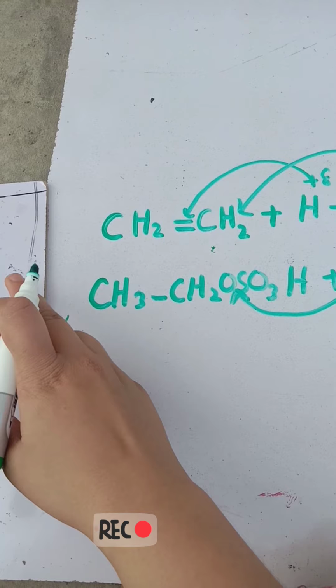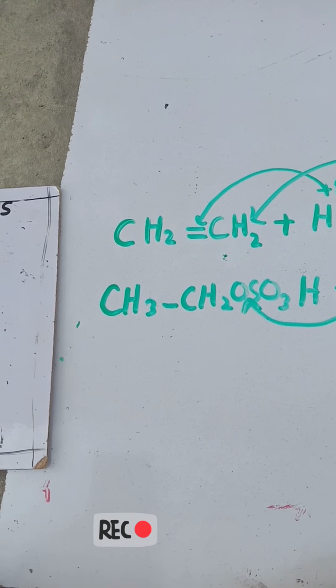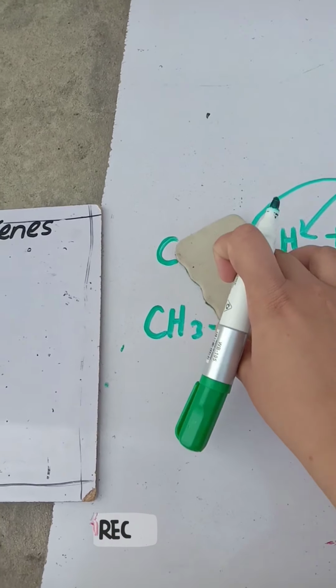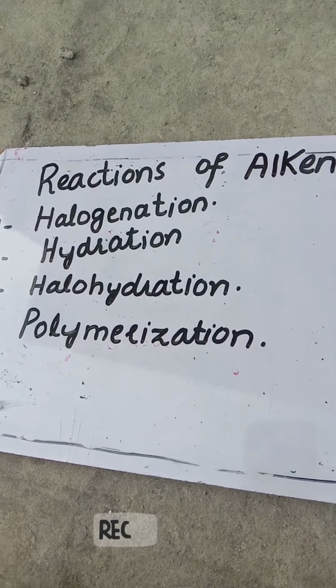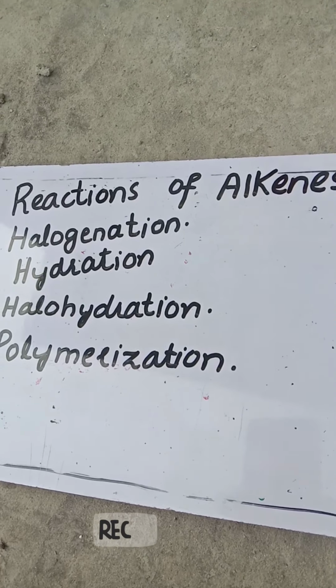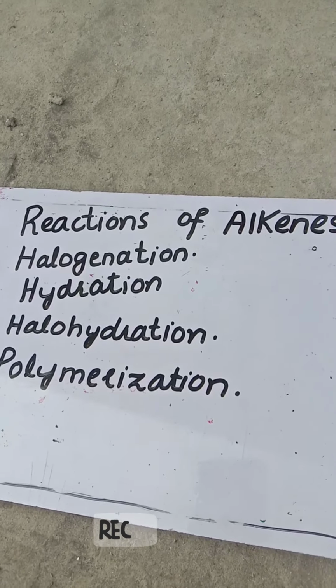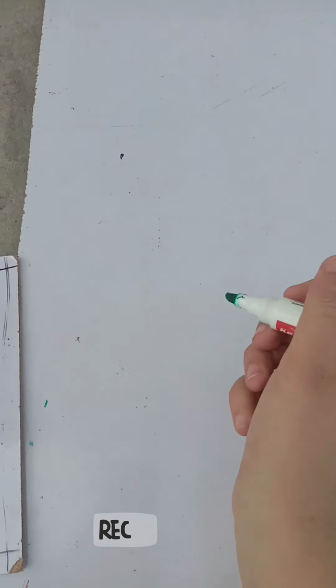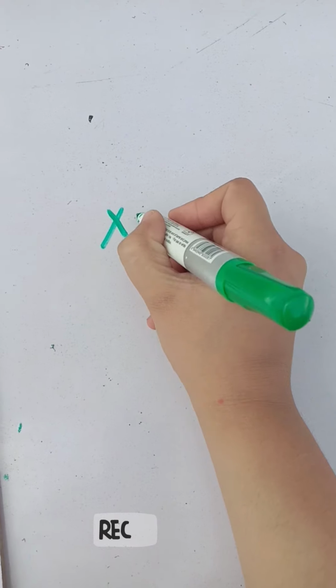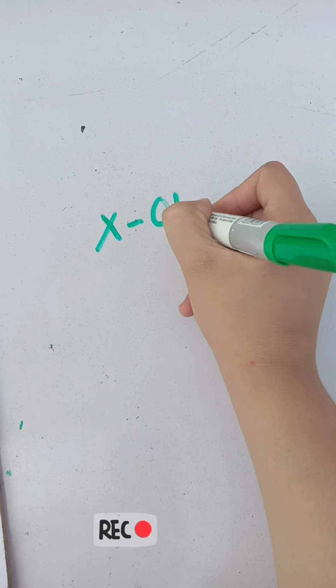Moving toward my third reaction, which is basically known as halohydration. What is meant by halohydration? Halohydration simply means addition of a hypohalous acid to the double bond. So what is this acid? For example, it has the simple formula XOH.